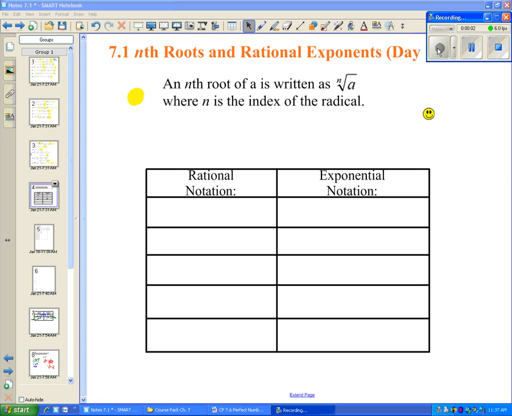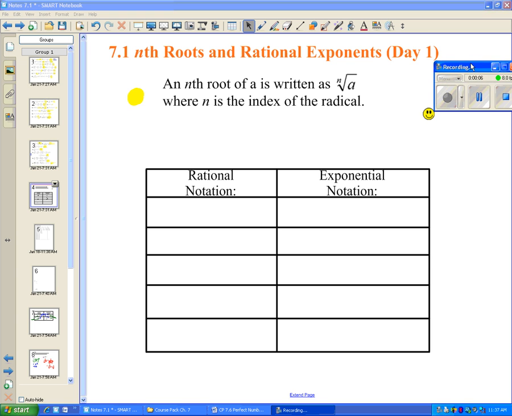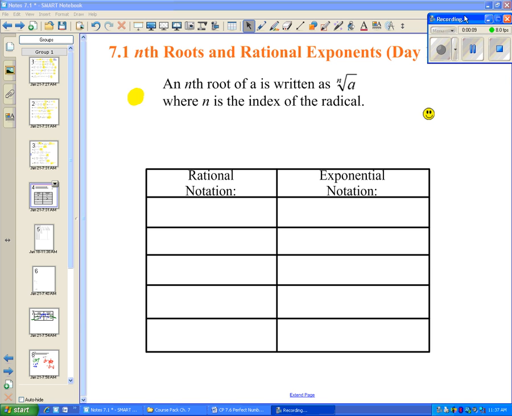So here we go again. Now we're moving on to Chapter 7. Chapter 7, we're talking about nth roots and rational exponents, and what does this mean and how does this work? We're going to be working on this for a couple days. So first is a definition.